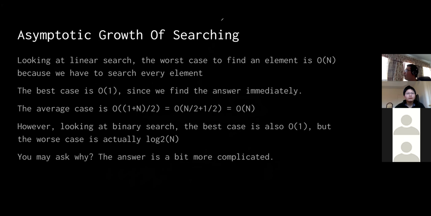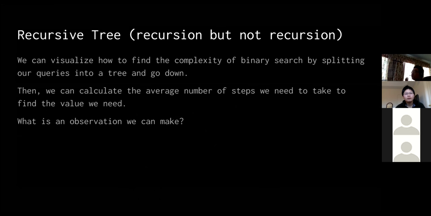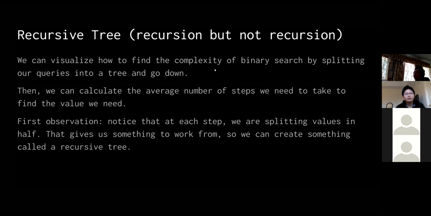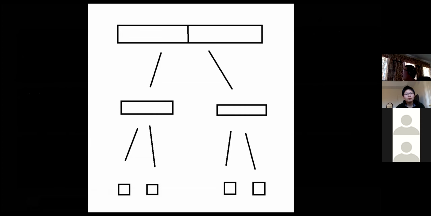So then what we were like is, okay, let's define some kind of tree that we can work with. So we define a recursive tree, and the recursive tree comes from the observation that in each step, we are always splitting values in half. And then we create this recursive tree because we're splitting every value in half. We're always doing that, right? And then we say, how do we define this algorithm?